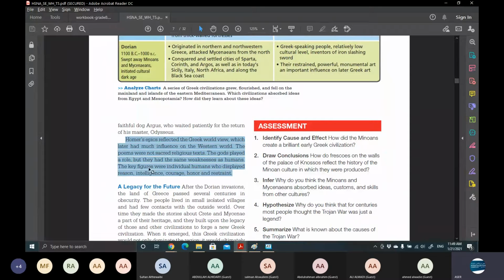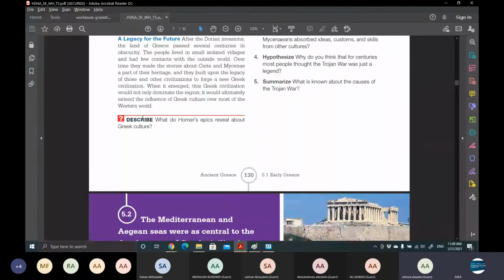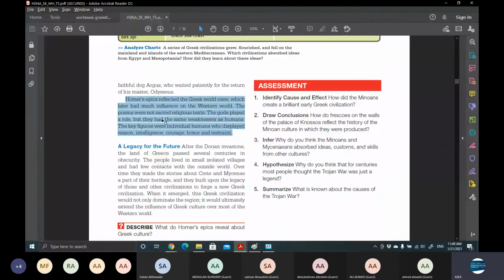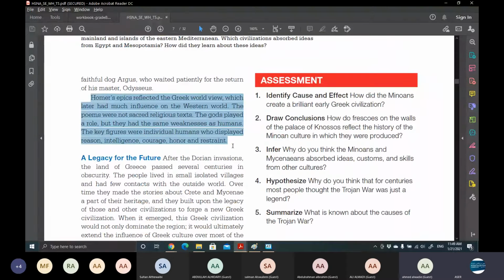Last paragraph. Homer's Epics. I complete. Yes, please. One minute, teacher, please. Take your time. Give me the page, please. It's page 130, and you can read from your screen. I'm sharing my screen. Can you see it? Yes, but it's not clear. Okay.